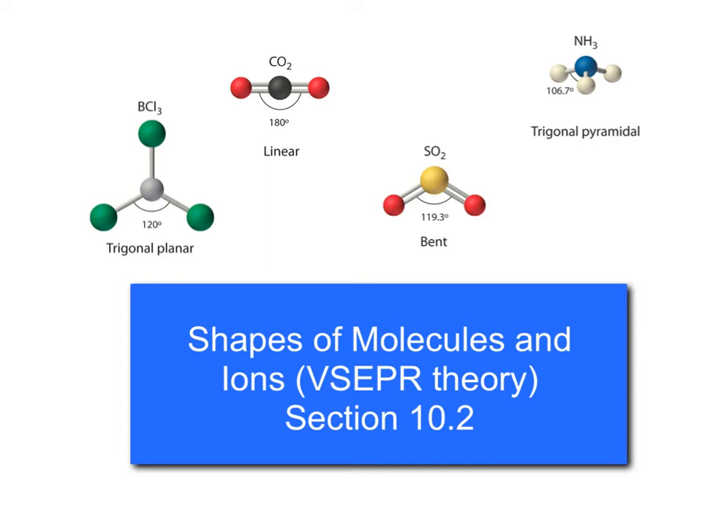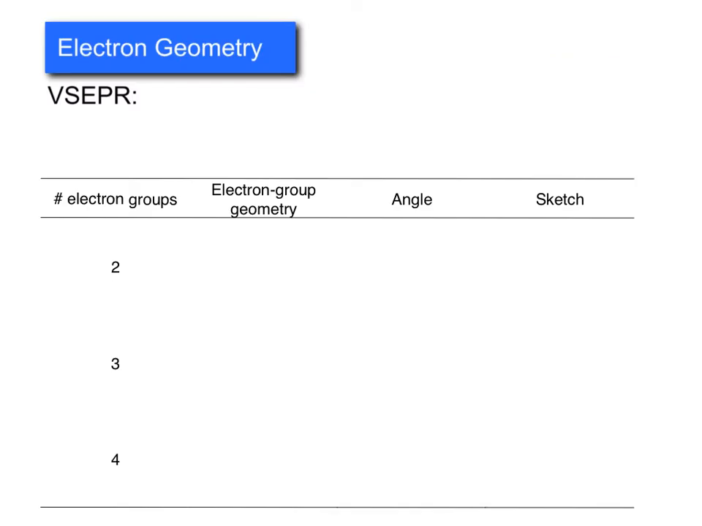Now that we have learned how to draw structures of different molecules in 2 dimensions, we're going to figure out, using those structures, what they look like in 3 dimensions. And these are known as the molecule shape, and we use the theory of VSEPR to understand how this happens. So VSEPR stands for valence shell electron pair repulsion.